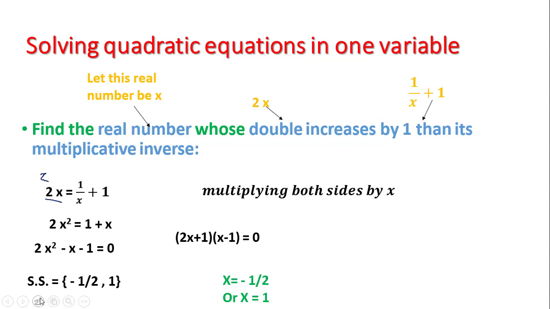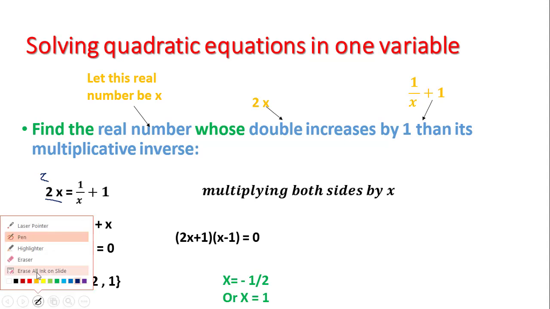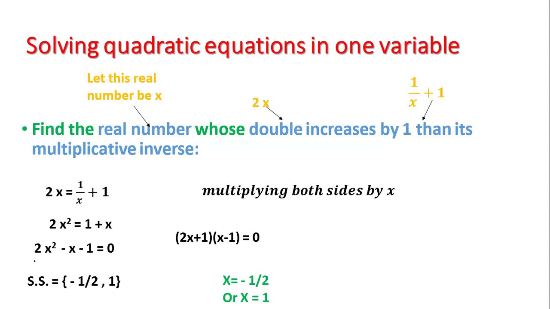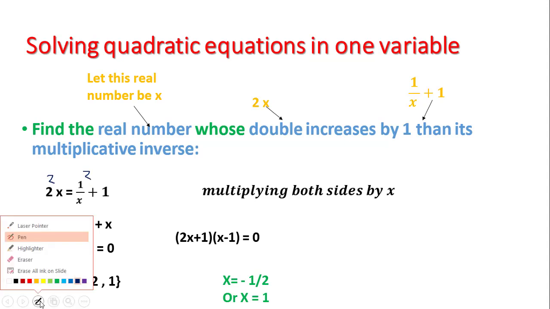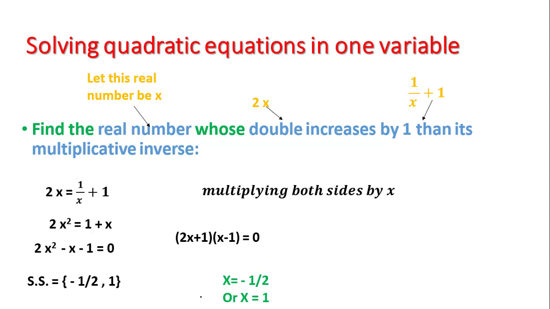What about the right hand side? The left hand side will be 2. The right hand side, 1 over x, it means 1. 1 plus 1 equals 2. So the left hand side equals the right hand side. You can check by using negative 1 over 2 in the same way.